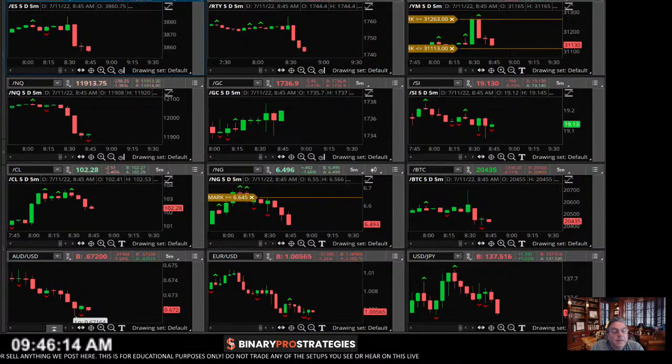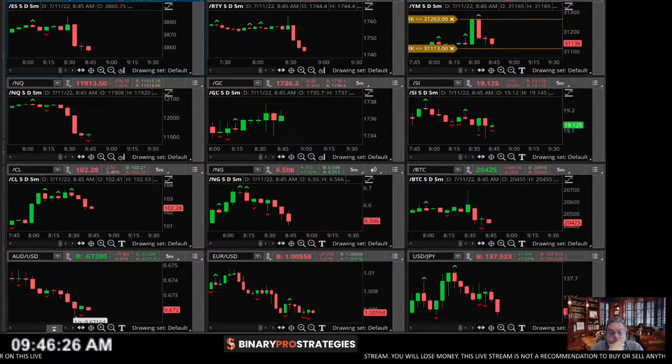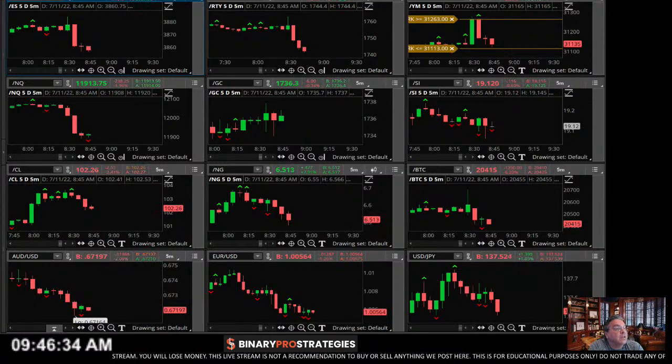Profit target hit. All right, natural gas just hit target. So we have a double short going on in the Euro US. It's going to exit here in about 4 minutes. Still short the mini Dow, looking for a target at 311.13.